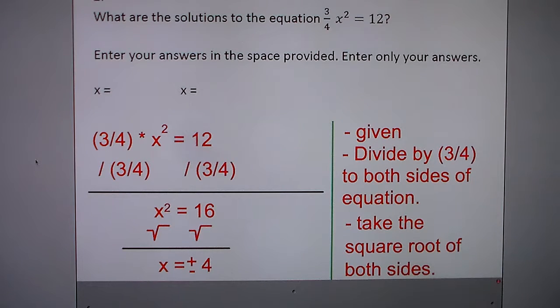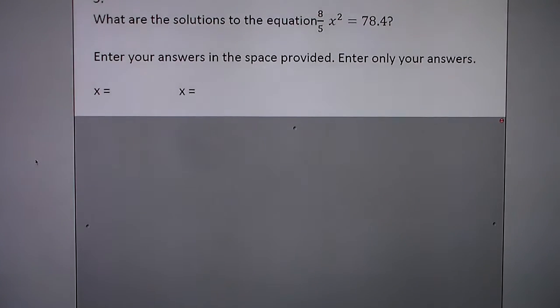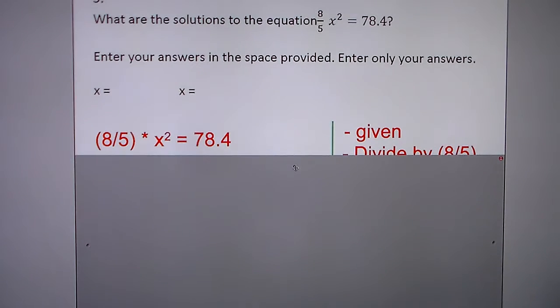Alright. The next problem is problem number 3. What are the solutions to the equation 8/5 times x squared equals 78.4? We're going to enter our two answers in those two drop boxes. Let's walk you through problem number 3. What we have first is our given: 8/5 times x squared equals 78.4.